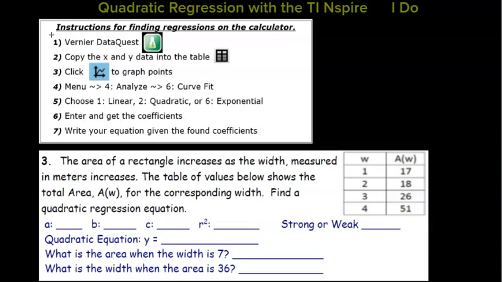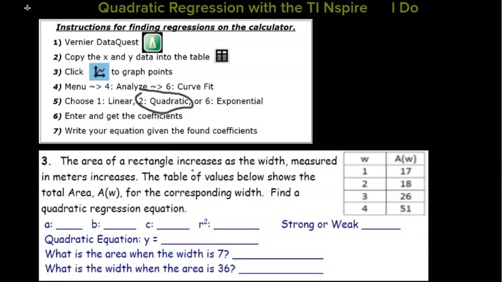To find regressions on the TI-Nspire, you want to click Vernier Data Quest, the green beaker, copy the X and Y data into the table, and click the graph to graph the points. You have to do that before you click menu. Then menu, 4 for analyze, 6 curve fit, choose 2 for quadratic today. Enter and get the coefficients. Write your equation given the found coefficients.